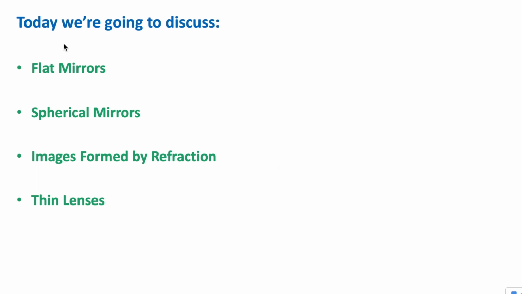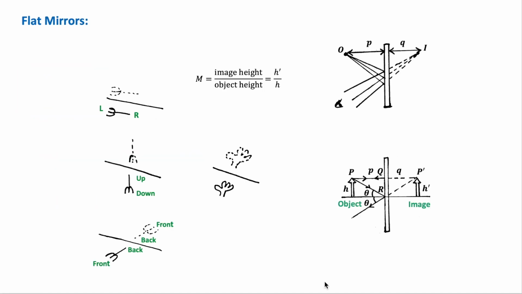Hi, so today we're going to discuss flat mirrors, spherical mirrors, and images formed by refraction and thin lenses. In this video, we will discuss how images are formed as a result of reflection and refraction when light interacts with mirrors or lenses. We will first discuss flat mirrors. The flat mirror is the simplest kind of mirror.